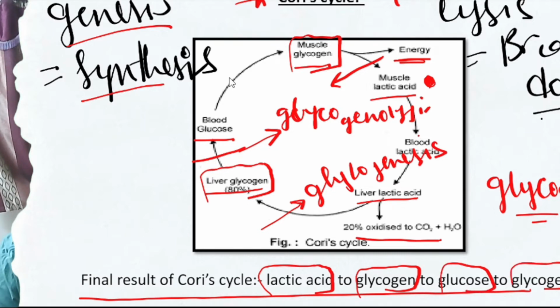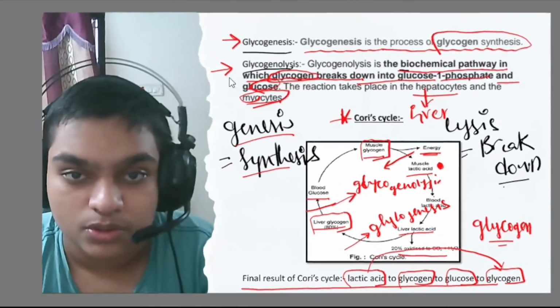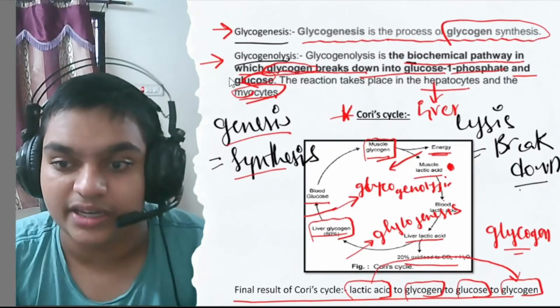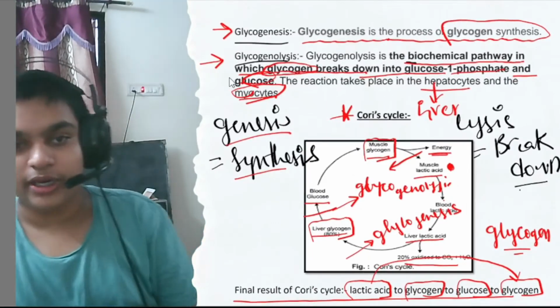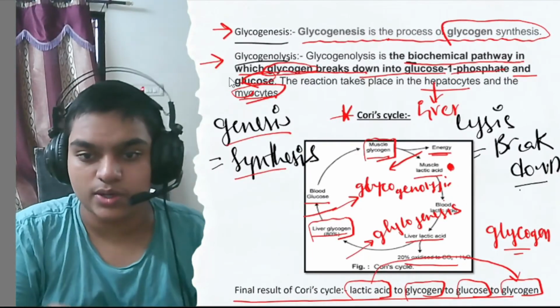Now what is happening in the Cori cycle, let me tell you. Lactic acid is being converted into glycogen. This whole process involves glycogenolysis and glycogenesis both. First step glycogenolysis, second step glycogenesis, again third step glycogenolysis. This is the Cori cycle. Understood?